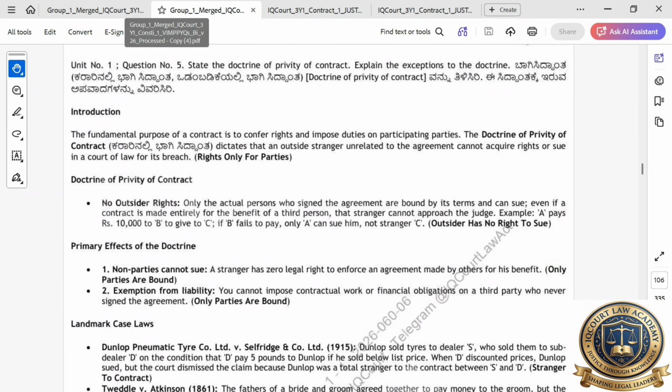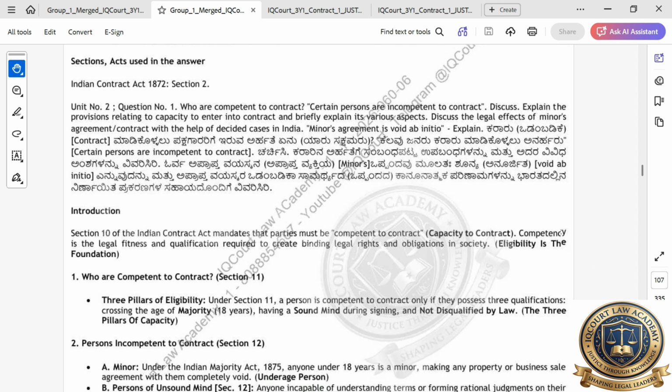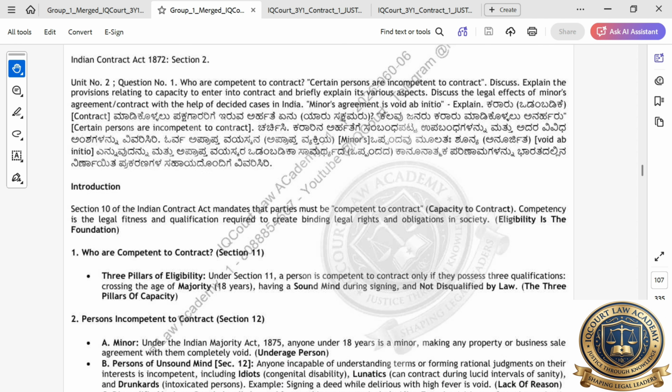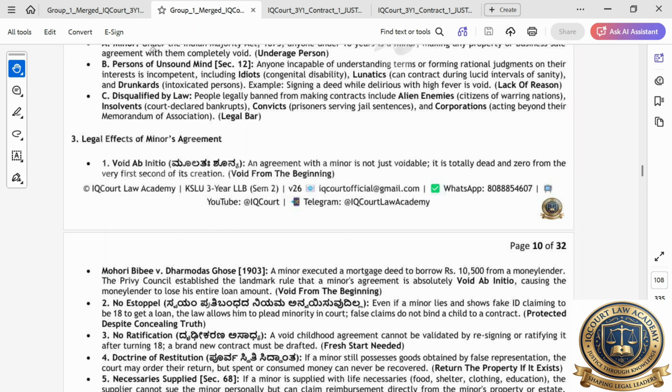This is English medium. Okay, we'll go to second unit. See, in first unit we are given only 3 questions plus 1 extra question. Here we are explaining about minors, and also the provisions related to the capacity to enter into a contract. See, who are competent to enter a contract, who are persons incompetent to contract, those things you have to write. Legal effect of minor agreement.